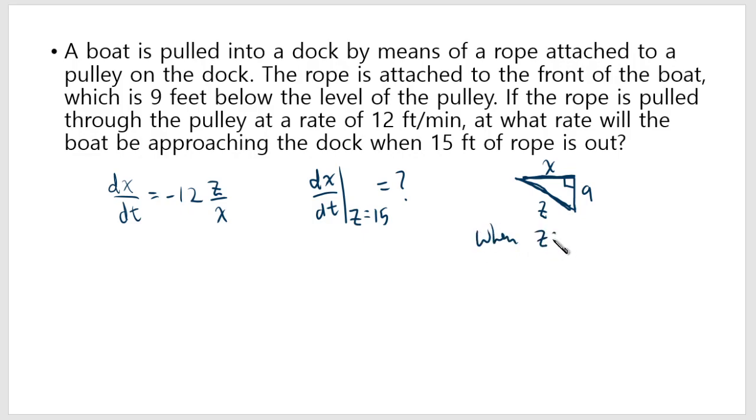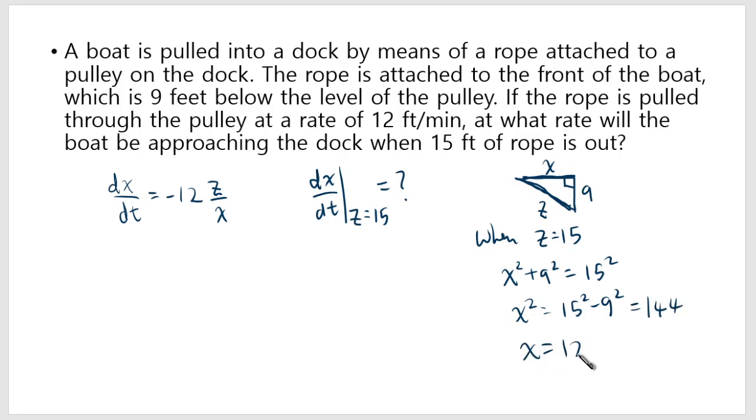When z is 15, x squared plus 9 squared is 15 squared. So x squared is 15 squared minus 9 squared. That's 225 minus 81, which is 144. Taking the square root will give you 12. Okay, great. So that means dx/dt, when z is 15, is equal to negative 12 times 15 over 12, since when z is 15, x is 12. I see that 12 cancels, and you're left with negative 15.